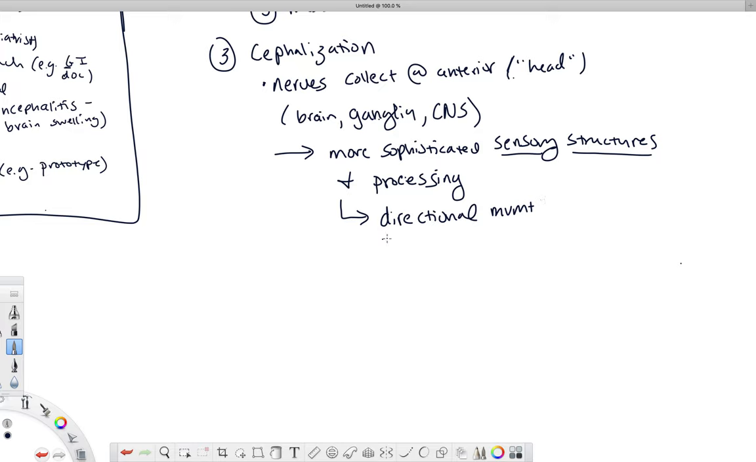So this directional movement has two major advantages. It allows them to be better predators, and it also allows them to be better at not being prey, because they can swim in a certain direction away and detect their prey and detect their predators, so they can avoid being caught as well. So those are some advantages of the directional movement and sensory structures, which are all allowed by cephalization.